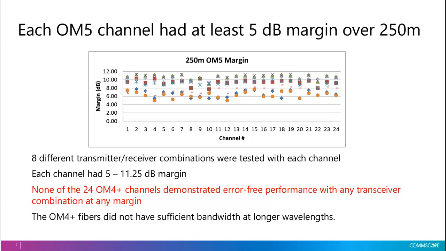Now, we did the same thing with the OM4 Plus fibers, but we don't have any data to plot because none of the 24 OM4 Plus channels, again, this is our left tilt fiber, had error-free performance at this 250 meters with any of the transceiver combinations that we had. So we could say they had no margin or a negative margin. Our suspicion was they didn't have error-free performance because they don't have a long wavelength EMB spec, so the bandwidth isn't high enough for the long wavelength channels.